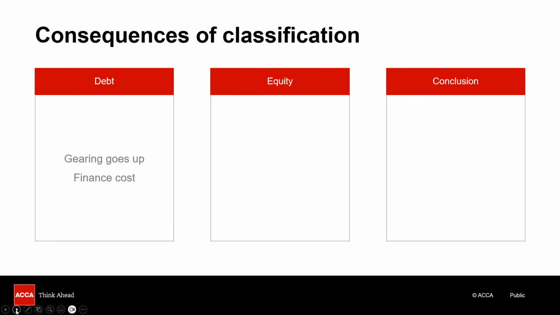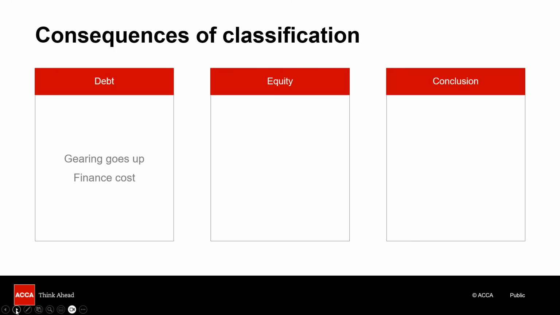If you classify a financial instrument as debt, then your gearing goes up. And that means that your liabilities are going up, so it appears that you are a more risky enterprise. It also means that you've got a finance cost running through the P&L, and that will reduce the profit.